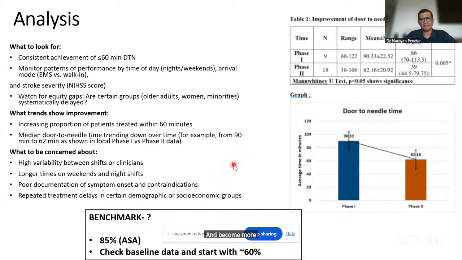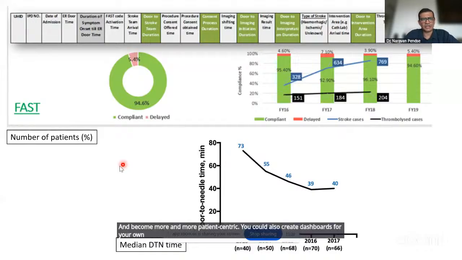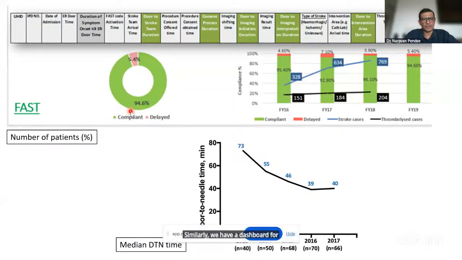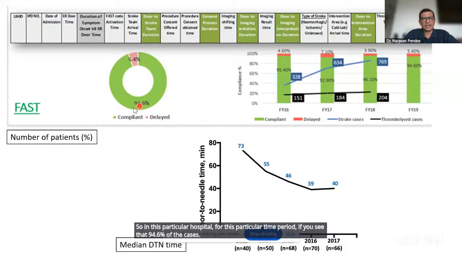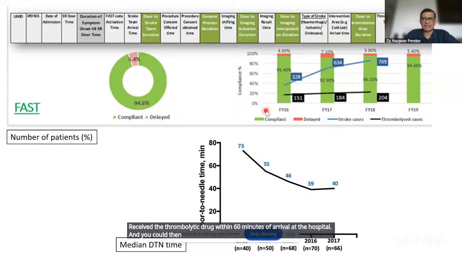You could also create dashboards for your own hospitals, like I had shown the dashboard for STEMI. Similarly, we have a dashboard for stroke cases. We call it Fortis Acute Stroke Treatment. So in this particular hospital, for this particular time period, if you see that 94.6% of the cases received the thrombolytic drug within 60 minutes of arrival at the hospital. And you could then also look at various subdivisions of these cases.